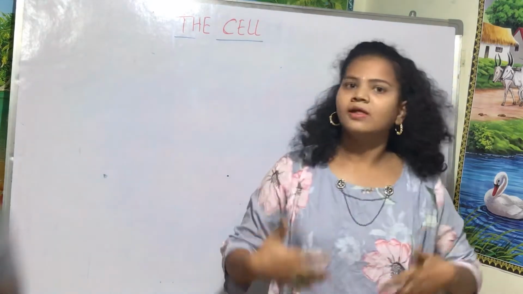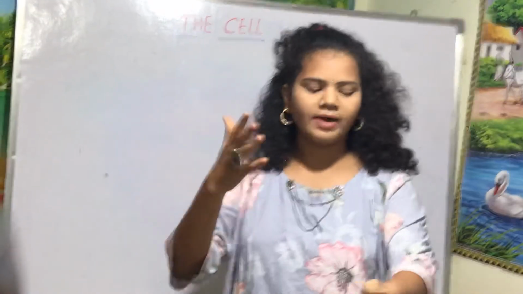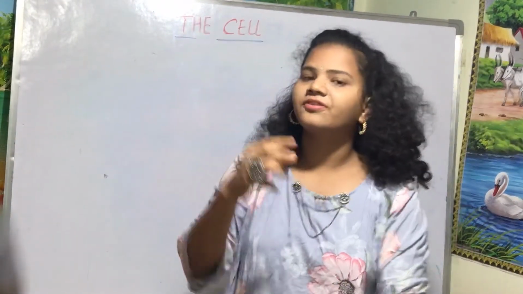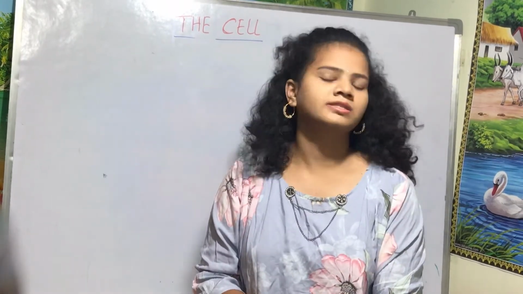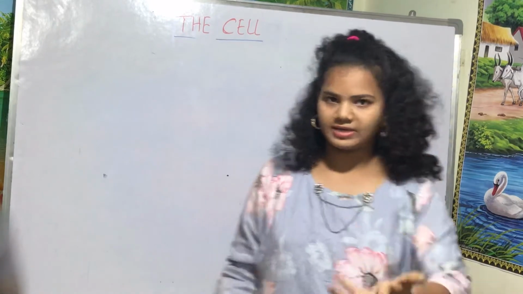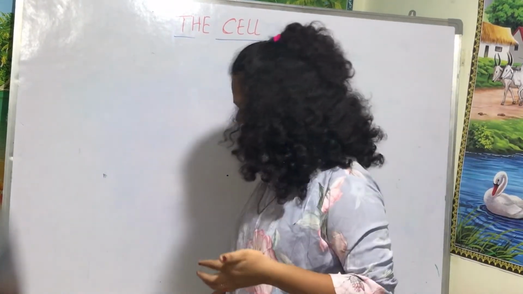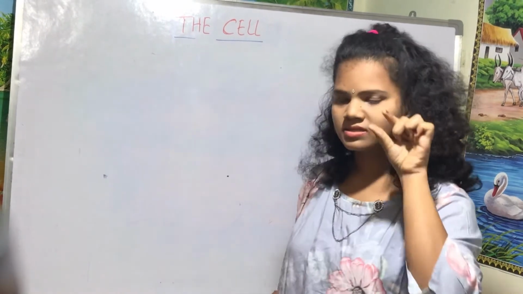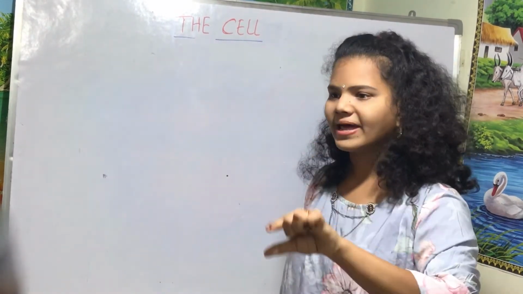For example, we are human. So my hand cells differ from my nerve cells. Thus they perform different functions. And my tongue cells are different from my eye cells. So these are some examples.